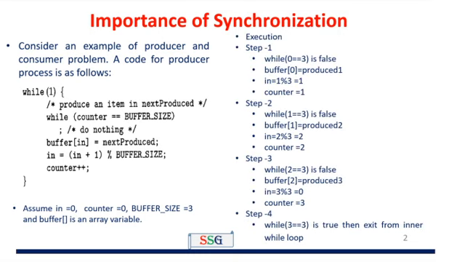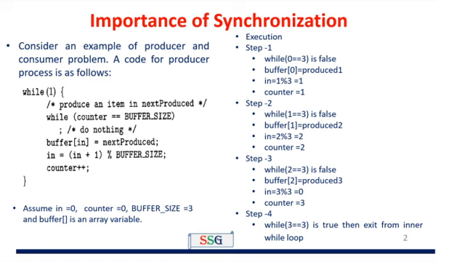Here, while of 1 means the condition is always true. This is the code for producing an item. While counter equal to buffer size, with the counter initialized to 0, then I put a semicolon, which means do nothing. If counter and buffer size are both equal, this code does not perform anything. If the condition is false, we execute the other three statements: buffer of in equal to the produced item, then in equal to (in plus 1) modulus buffer size, then counter plus plus.